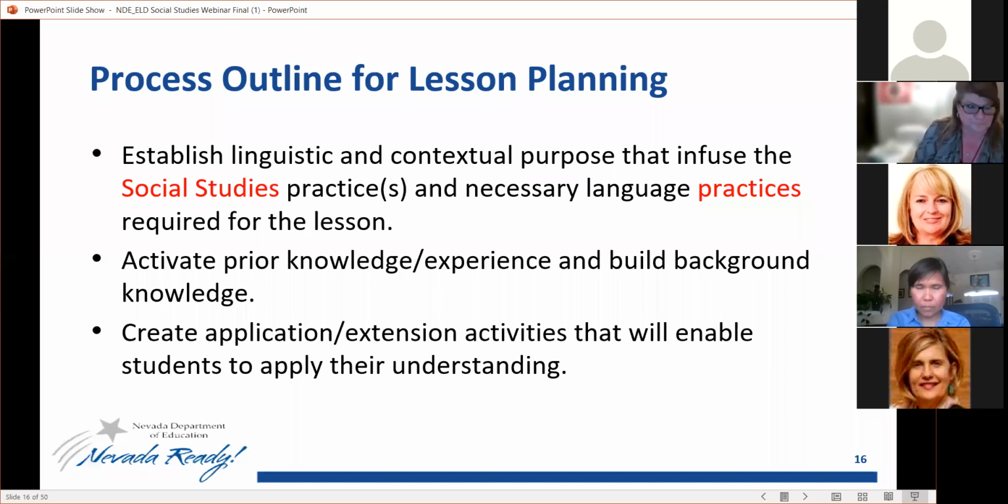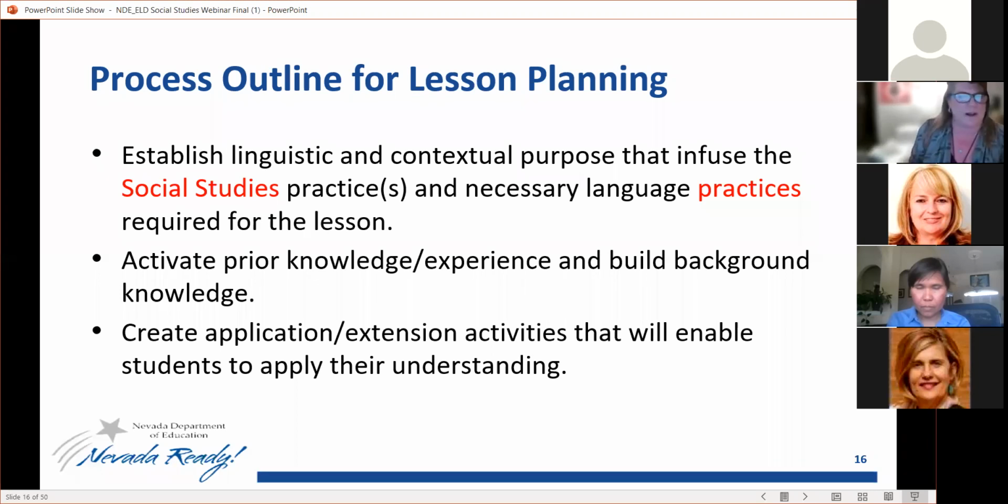All right, next slide. Now, the process for outlining a purposely planned lesson has 3 basic steps. You should first establish linguistic and contextual purpose that infuses the social studies practices that I just talked about, because there are 6 of them. The 6 again are constructing the compelling question, creating a supporting question, giving the students guidelines for gathering evidence, then moving into maybe even communication skills, and then again engaging in an argument or a social debate.